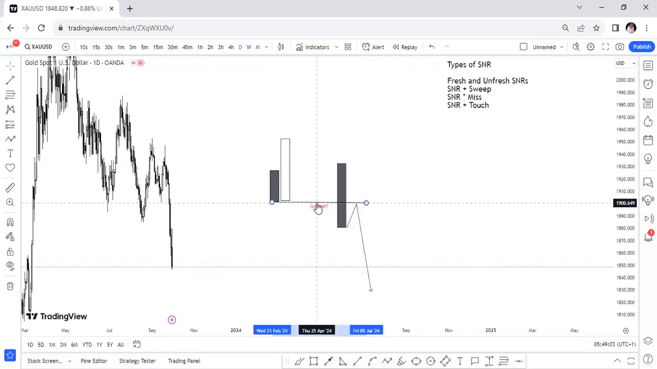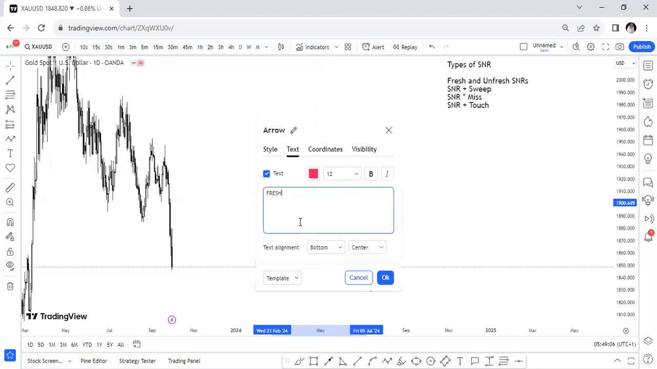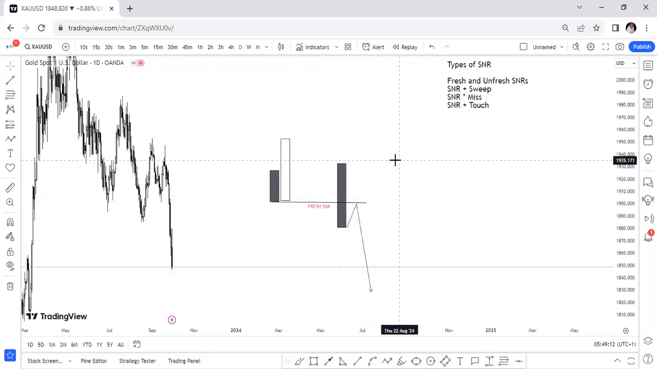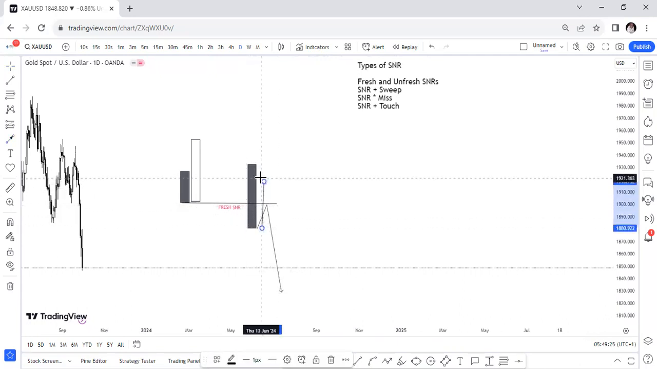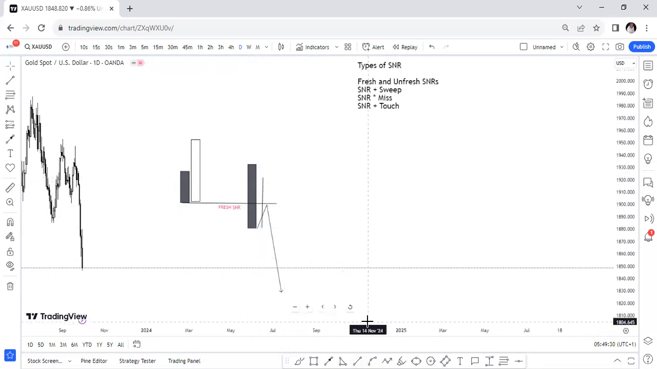We call it fresh support or fresh SNR. So that makes it fresh. If again we have a wick that follows through here, it becomes an unfresh level again. Then if we have another candlestick that later comes to break through it with the body, it becomes fresh.